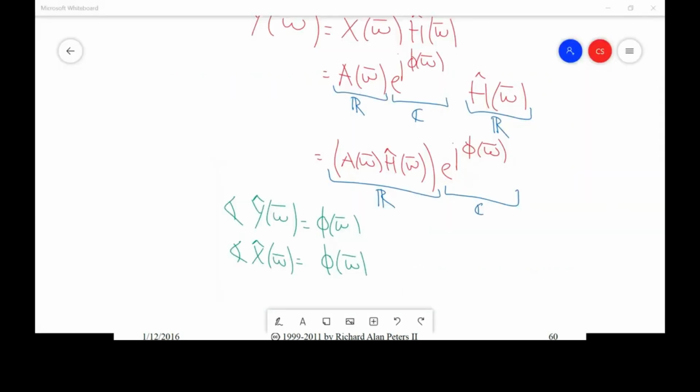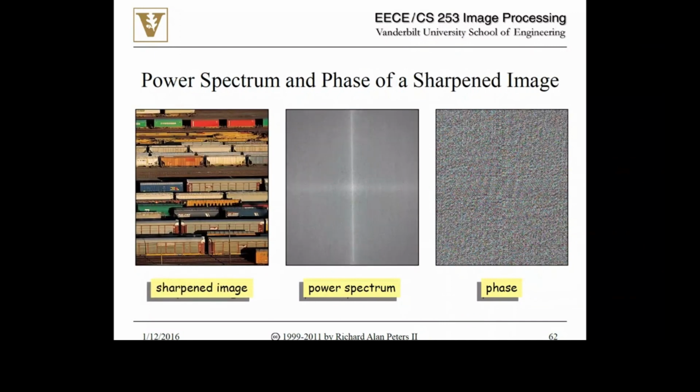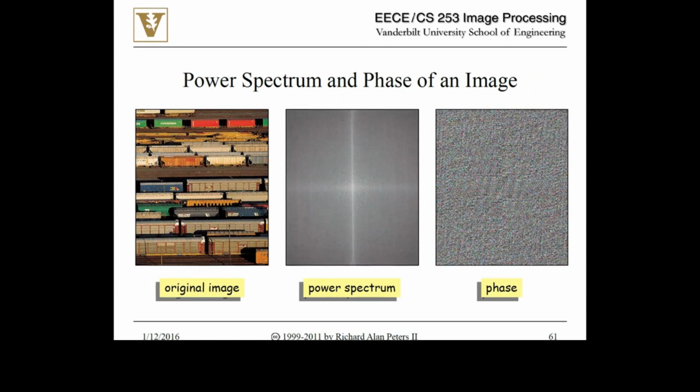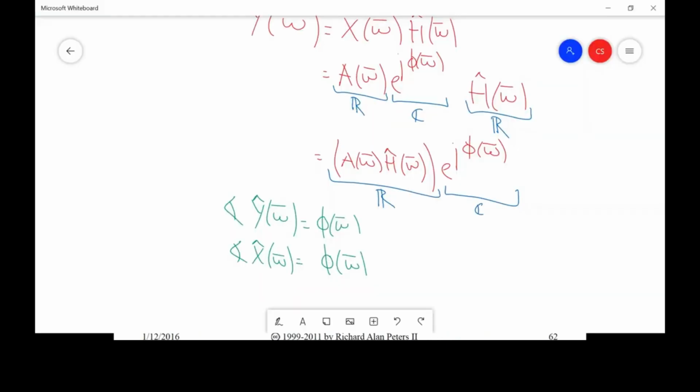And what else? Here you see phases are the same. Yeah, there are some small differences. Oh no, but this is of a sharpened image. So what is a sharpened image? We didn't introduce that. It is very easy.